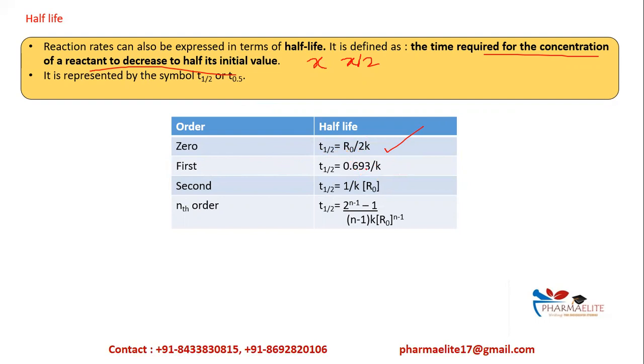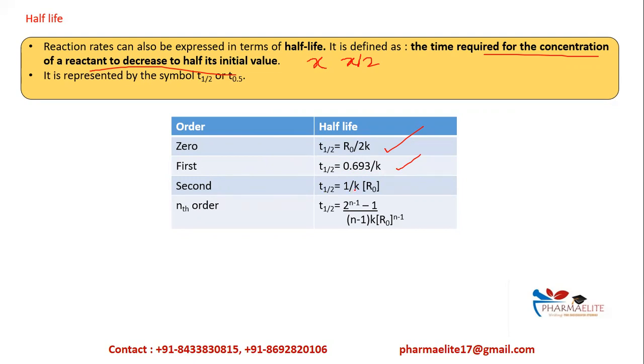For first order, you can see this T half is 0.693 upon K. Here there is no concentration term involved. So the half-life of a first order reaction is independent of its concentration. So in case of first order, the half-life is independent of its concentration, whereas for rate, it is zero order. We have seen in the first slide, right? For rate, it is a zero order reaction whose rate is independent of concentration, whereas for half-life, it is first order, which is independent of its concentration.